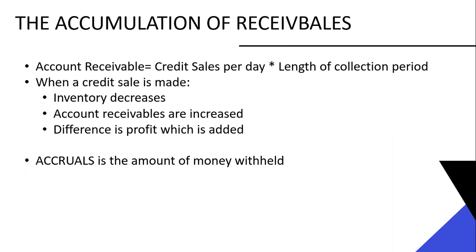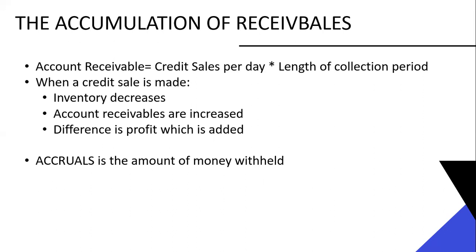A couple of things to keep in mind. When a credit sale is made, there are a series of things that happen. Number one, inventory decreases, accounts receivable increases, and the difference in profit is added to retained earnings. There's a little typo over here, it should say retained earnings. So the difference in profit is added to retained earnings, because a sale has been made, right? And so the profit will be shown in your retained earnings.